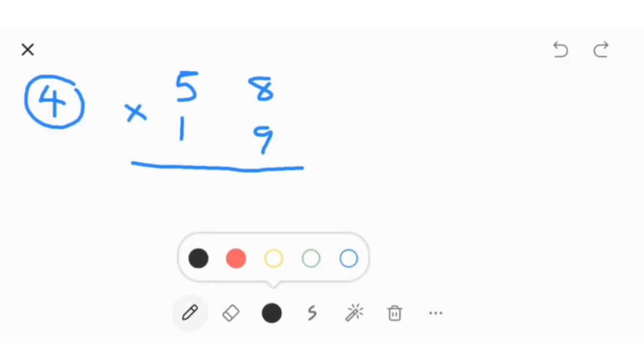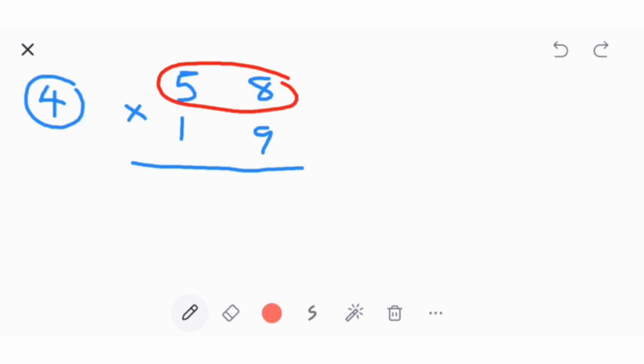Look at this one. This 9 has 2 friends at the top. So 9 will visit 8 first. You do 9 times 8, which is 72. Write down 2. Then you put 7 here.